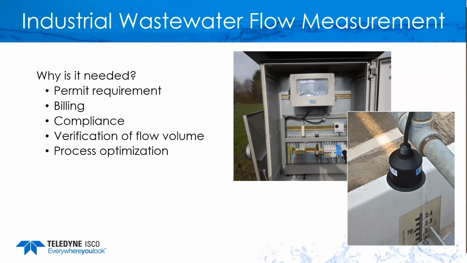Or you may need a flow meter just to verify the volume of flow. And one of the other important ones, especially for industrial wastewater, is the process optimization. And so this is basically the internal flow measurement to help determine and improve your process. So if it's like a bottling facility that utilizes a lot of water, there's going to be a big discrepancy between the amount of water coming into the facility versus what's going out. So you want to make sure that you're being billed properly based on the amount of wastewater you're sending to the effluent.